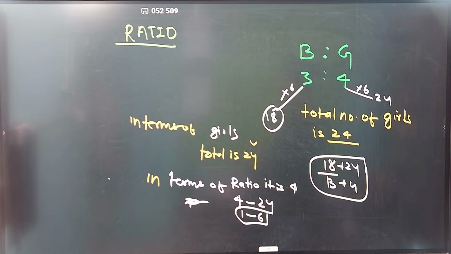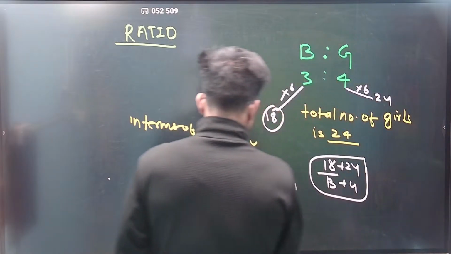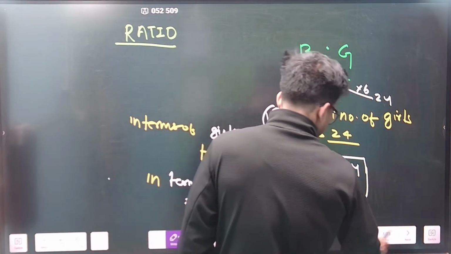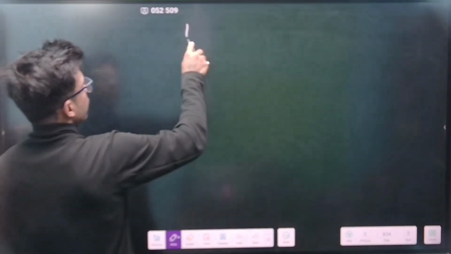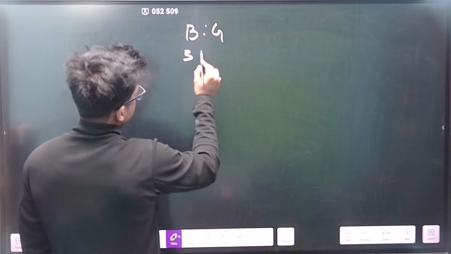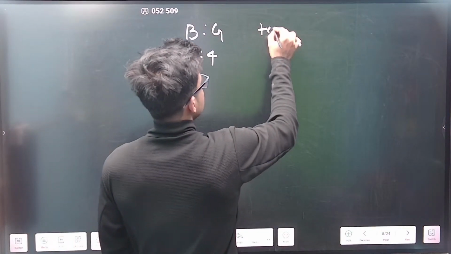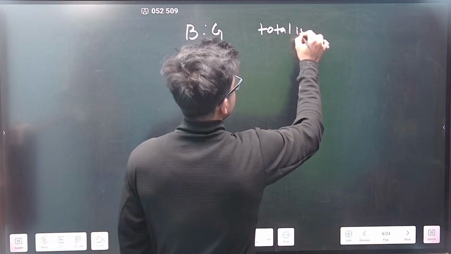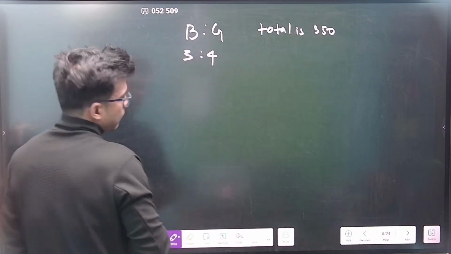I don't think anybody is having doubt. Suppose this question can be changed in a format. Same question with boys to girls is 3:4. But here the total is given to us. Total is 350.